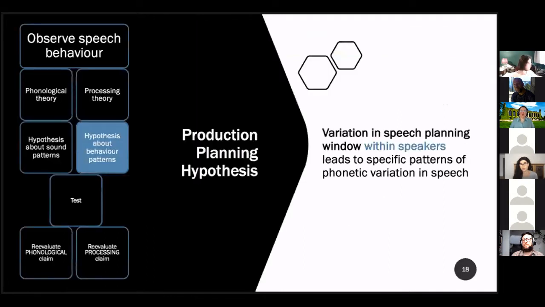I also wanted to, and this is something I thought about more recently, take a different perspective and frame this idea as a hypothesis about speech production. We can use sound patterns to think about whether it's true that the planning window varies within individuals. I shared with you this claim earlier that the planning window is variable, and we can use the sound patterns themselves to test this hypothesis that variation in the speech planning window within speakers leads to specific patterns of phonetic or phonological variation in speech.